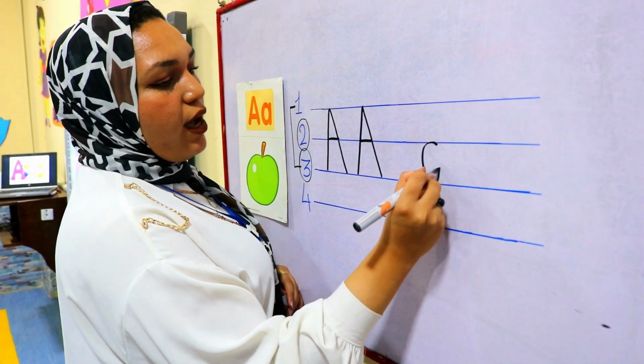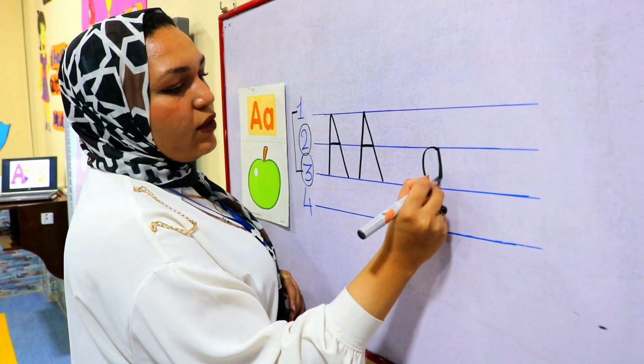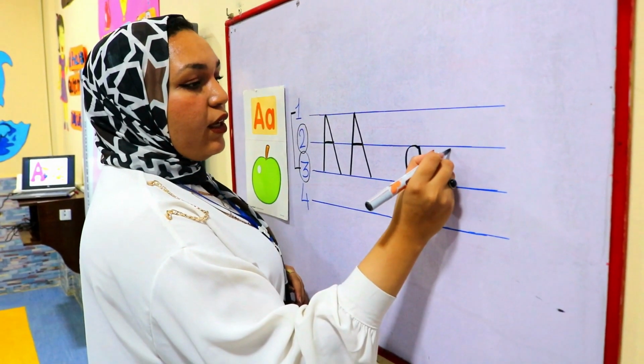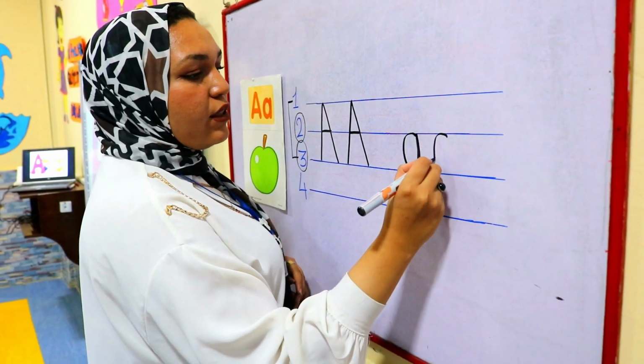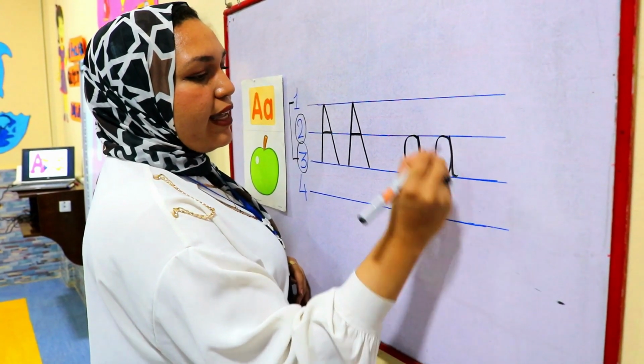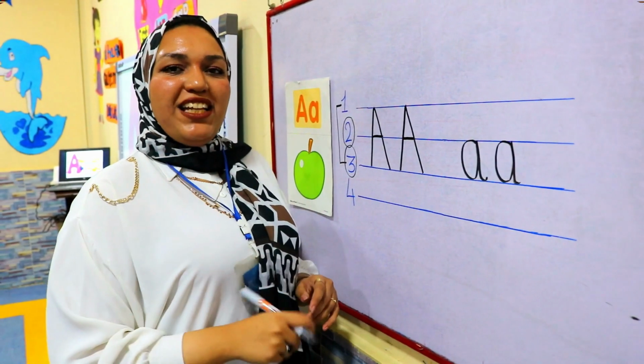Up, down, and flick. And again. Round. Up. Down. And flick. Good job, KG.